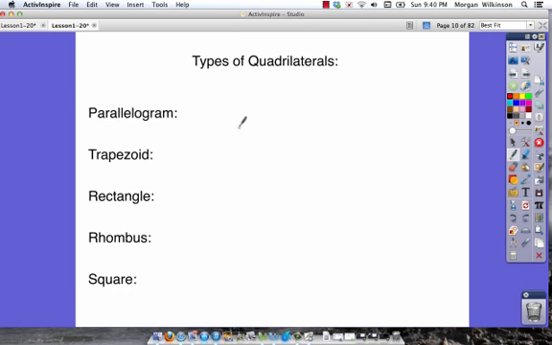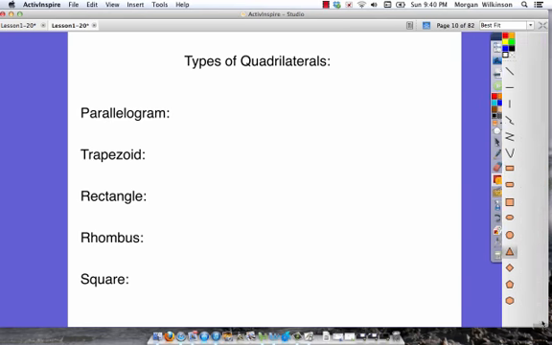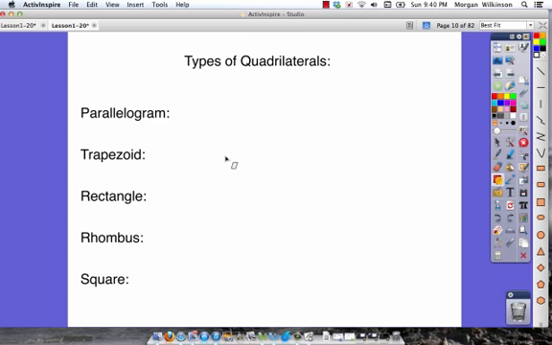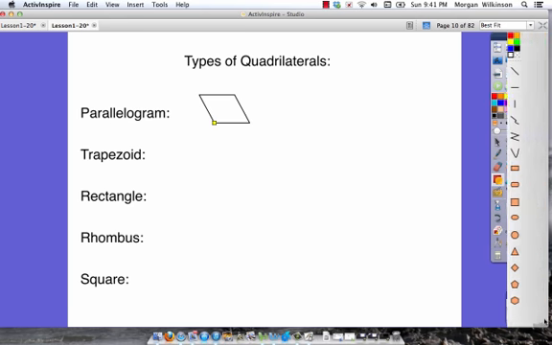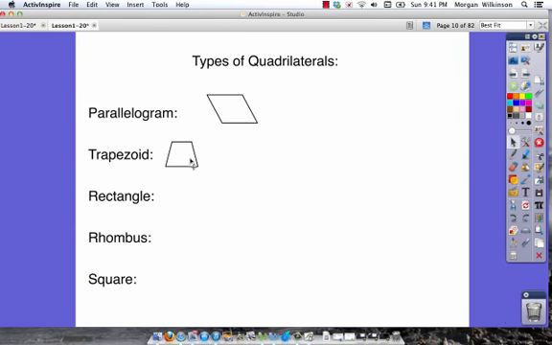Okay, types of quadrilaterals. This is the last part of our lesson for today. The first type of quadrilateral we have is a parallelogram. And if we look at our shapes, we can find a parallelogram in here, right there. Parallelogram will just have two pairs of parallel sides. A trapezoid. If we look for a trapezoid, we can find it right here. A trapezoid has one pair of parallel sides and the others are not.